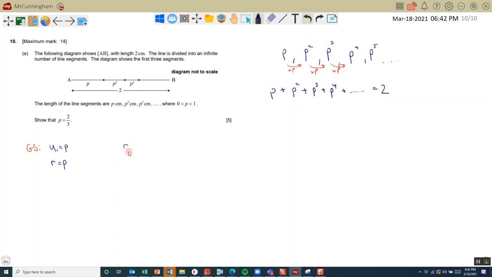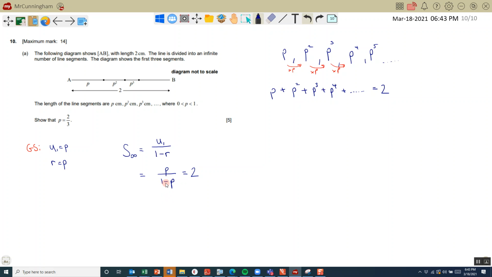So I am summing an infinite number of terms, so I need to sum to infinity, and this formula is given to you in the formula booklet, which is U1 over 1 minus R, because I want to sum up all of these things. So first term is P divided by 1 minus P, and if I add all of these terms up, it's going to equal 2, the same length as this, which is 2. I've got an equation now in terms of P, I will solve it, and hopefully it will equal 2/3.